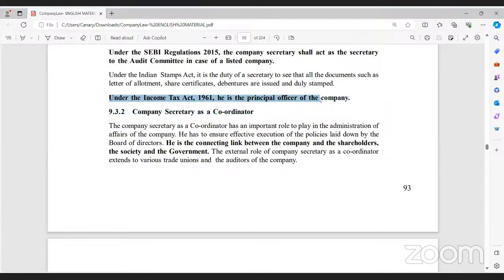So he is the principal officer of the company as per the Income Tax Act. Okay. Now the next role is company secretary as a coordinator.